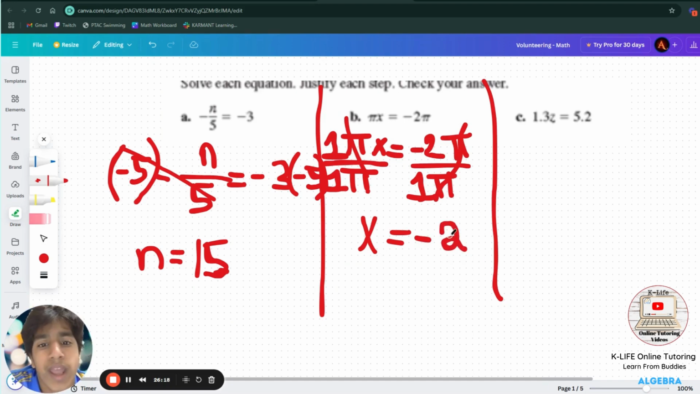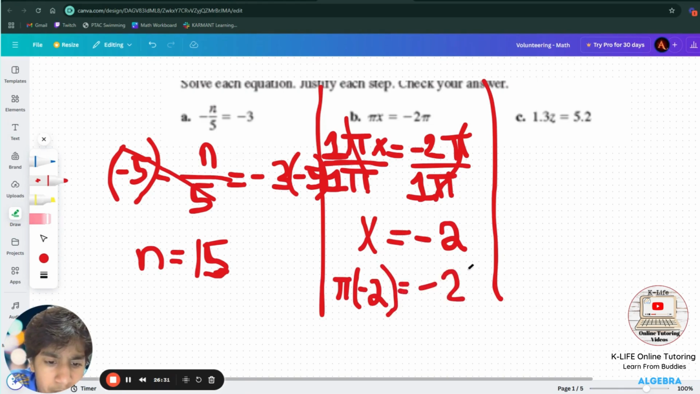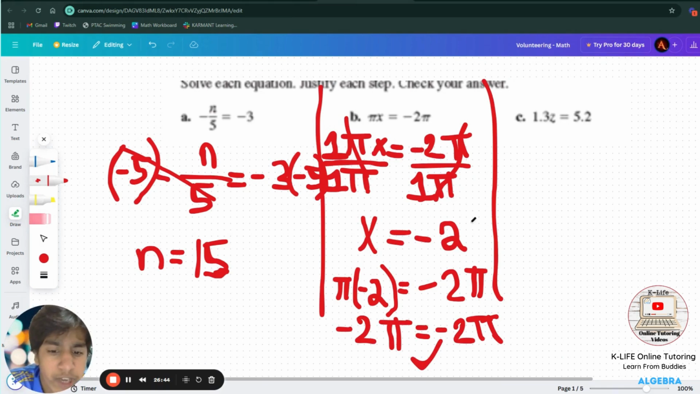Okay? And in case you're a little confused about this, we can recheck. You can plug in the x value as negative 2 equals negative 2 pi. That's the other side, the right side. And that means negative 2 pi equals negative 2 pi. So you know that's a check. That's your checking. If you ever want to check for any of these, that's how you check.